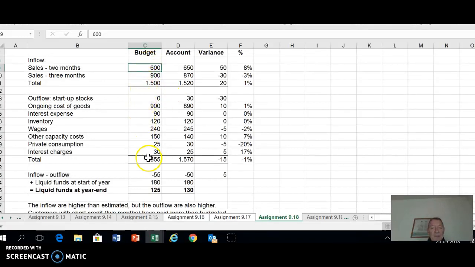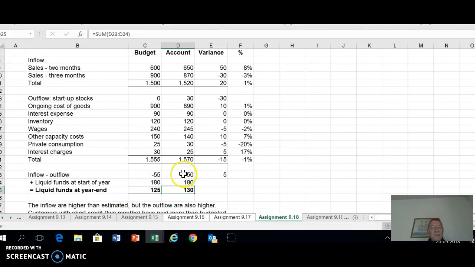And then we end up here with a minus of 550, the difference between inflow and outflow. And in the account, we have minus 50. That means we have a small plus of 5. We started with 180, our liquid funds. So in our budget, we expected our liquid funds at the end of the quarter to be 125, but we ended up with 130. That's a good thing.